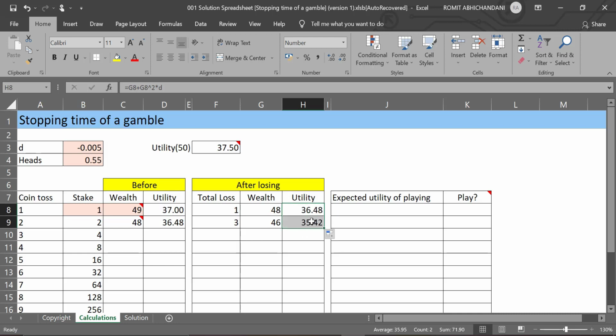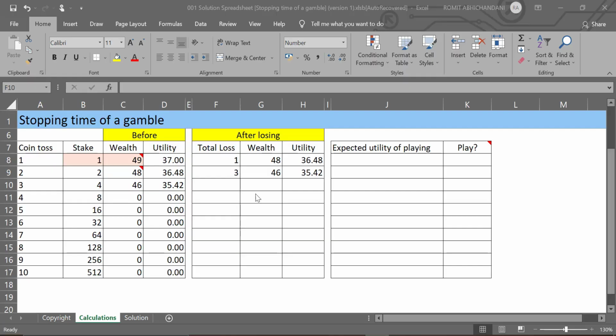It's 35.42, and actually this can just be copied downward, right? So what you'll do is, now you can just replicate this formula. So let's just replicate this, and replicate this. And now for this total loss, what will it be?